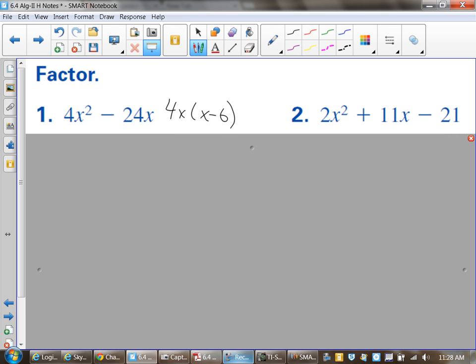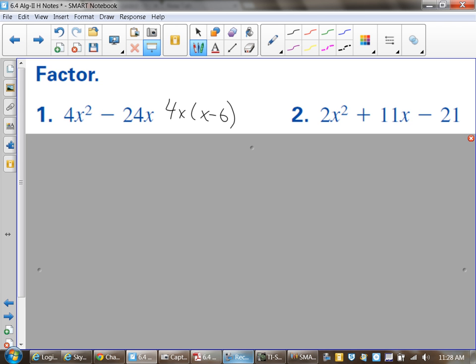Am I done? No. Do you see an equal sign? No. So am I done? Yes. If it equals 0, then you set each part equal to 0. So 4x equals 0 and x minus 6 equals 0. So the solutions would be 0 and 6.